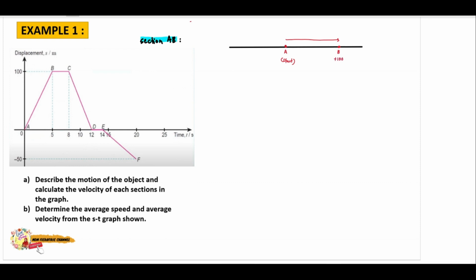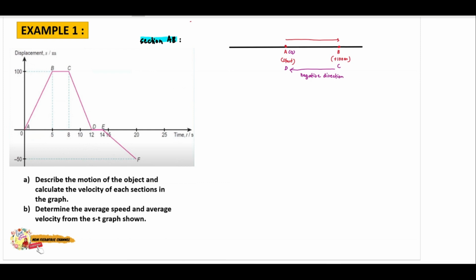Positive 100 meter. Okay. So for section B to C, let's write C here, since the object is still at point 100 meter, so it's stationary, tidak bergerak, mungkin dia berehat. Okay, daripada point C, dia patah balik ke point D. Okay, kita namakan sini point D, which is 0 meter. Okay, so it comes back in this direction. So this is the negative direction. Okay, dia patah balik, negative direction.